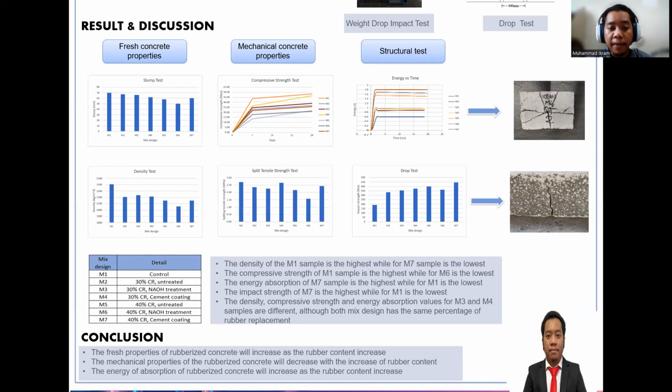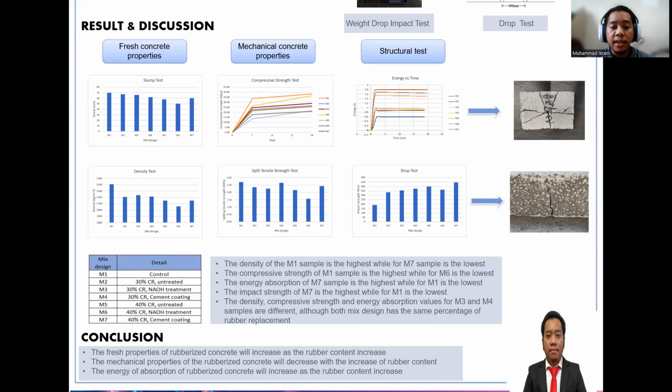For M5, M6, and M7 mix designs, all 3 have the same rubber content, which is 40%, but with different treatments. M5 is the untreated rubber. For M6, the NaOH treatment method. And for M7, the cement coating treatment method. Okay, I will proceed to the discussion of my results.